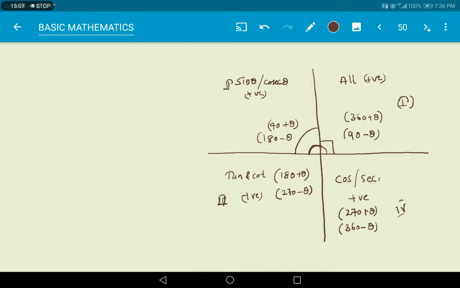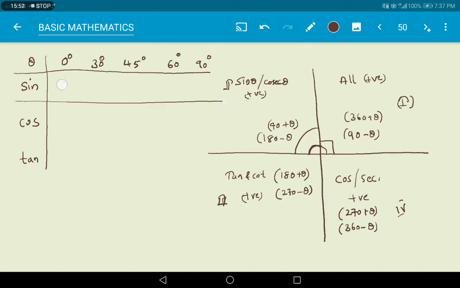So before going to take the values of these in different quadrants, let us take a look at what the values of sine, cos and tan are for different angles. So sine, cos, tan. The theta values: 0, 30, 45, 60, 90. If you know these angles, we can write the rest of the angles.